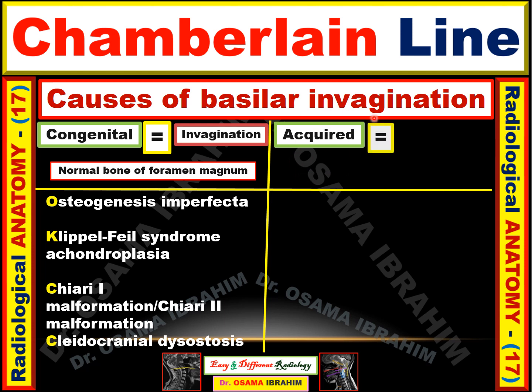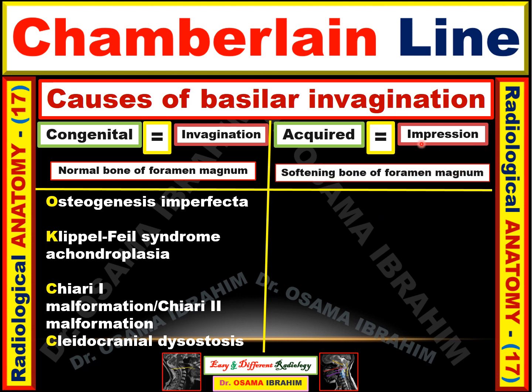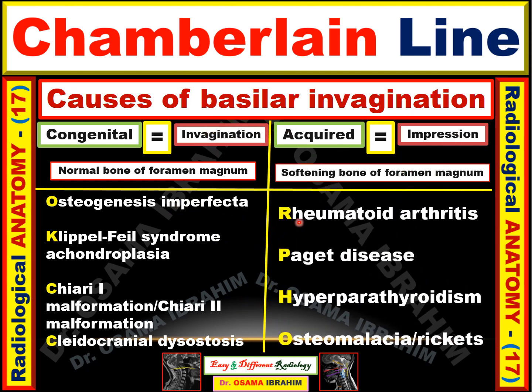However, the acquired cause of basilar invagination is better described as an impression, not invagination. Impression means there is abnormality of the bone of the foramen magnum, softening of this bone, resulting in the description as a basilar impression rather than basilar invagination. This occurs with the acquired causes. The most common acquired cause is rheumatoid arthritis. However, Paget's disease, hyperparathyroidism, and osteomalacia and rickets can also result in basilar impression, or softening of the bone of the foramen magnum, plus elevation of the dens of C2 above the previously described lines, like the Chamberlain line, which is the main line for this diagnosis.